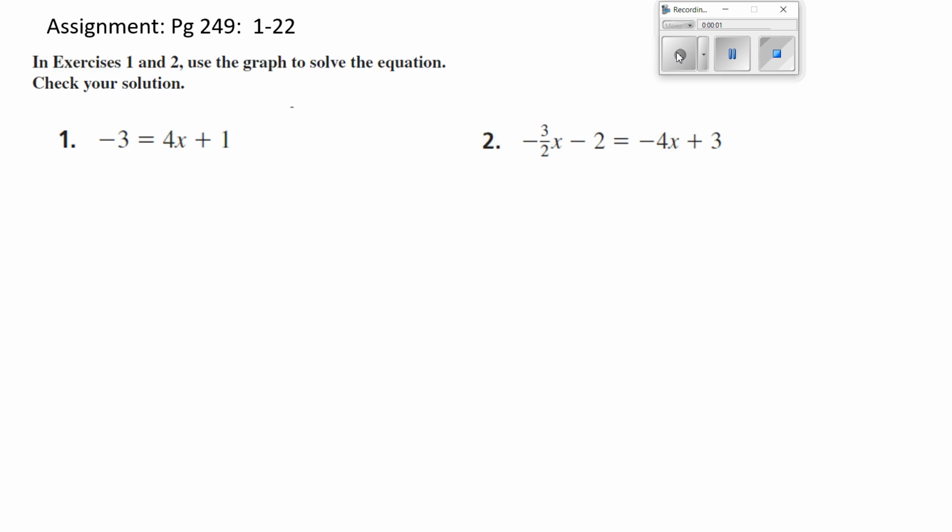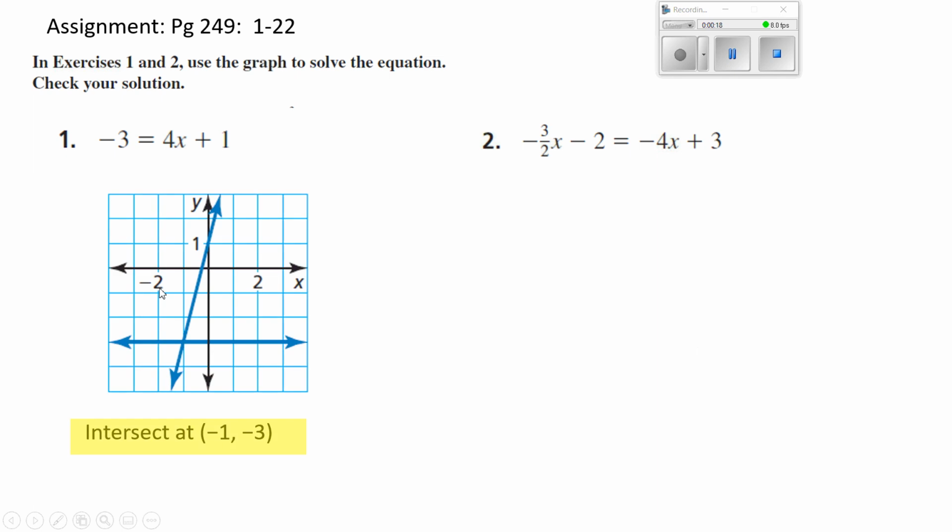Go ahead and get this homework knocked out. I got the other ones. It says use the graph to solve the equation to check your solutions. All right, if we're going to solve this equation, I see I got -3 and I got 4x plus 1.